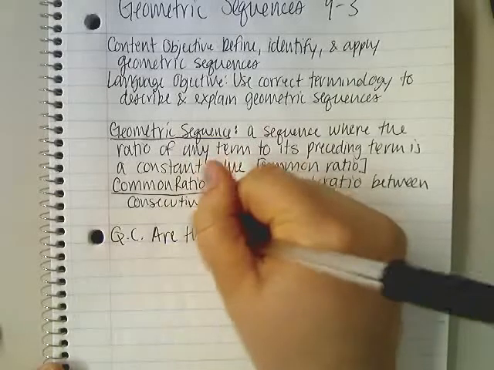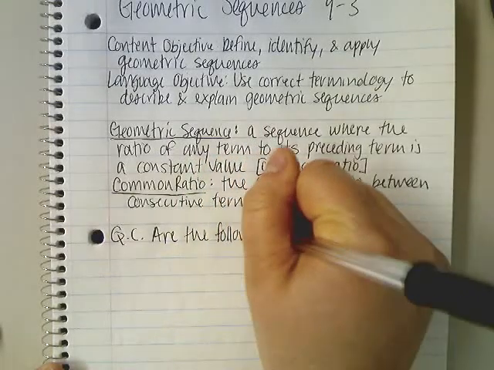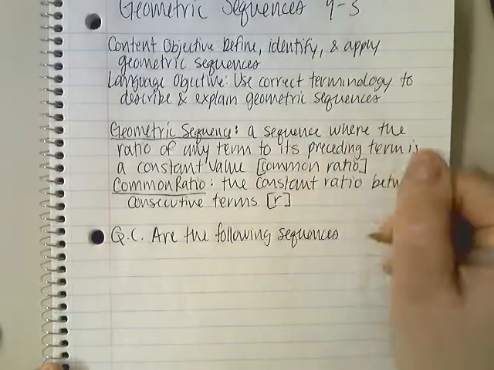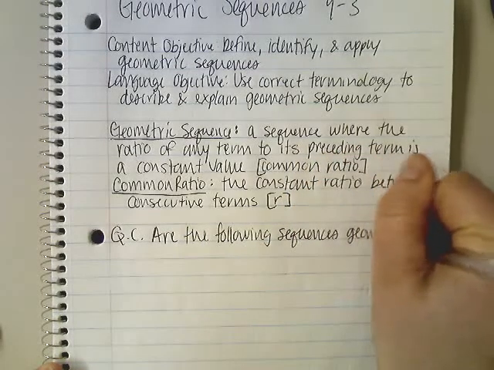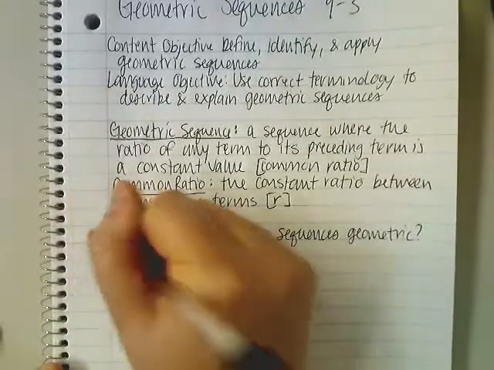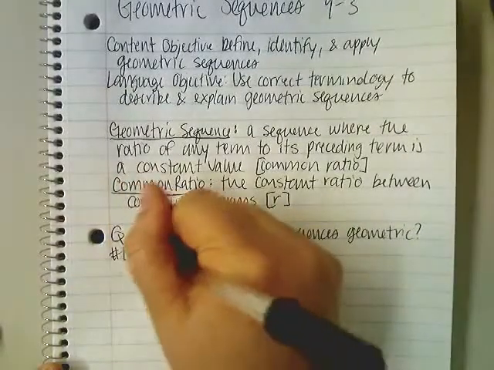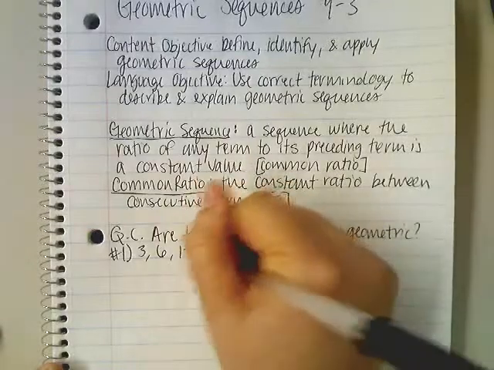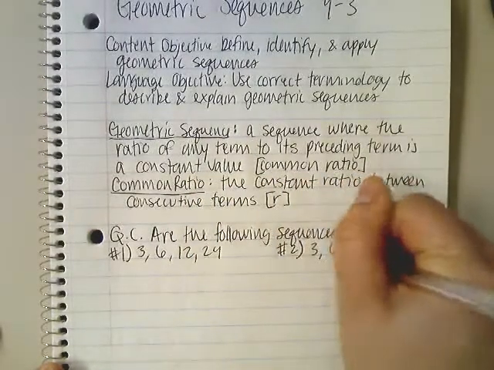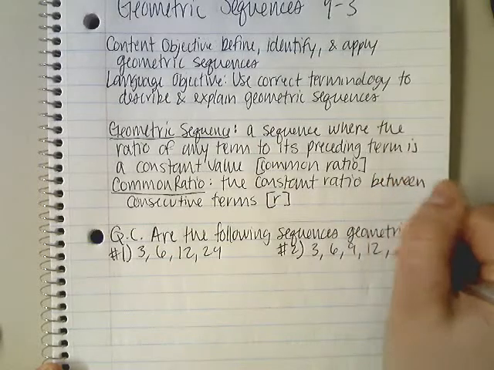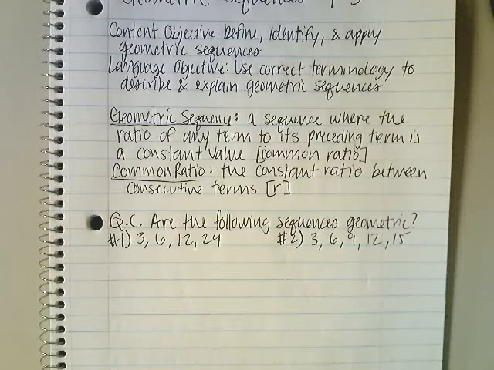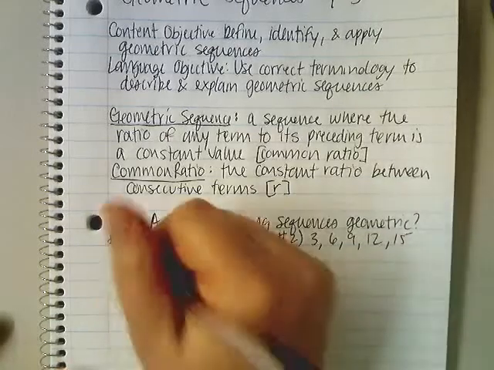So I'm asking, are the following sequences geometric? The first sequence I'm going to give you is 3, 6, 12, 24, and the second is 3, 6, 9, 12, 15. So try those out. Pause it, and I'm going to go over them now.